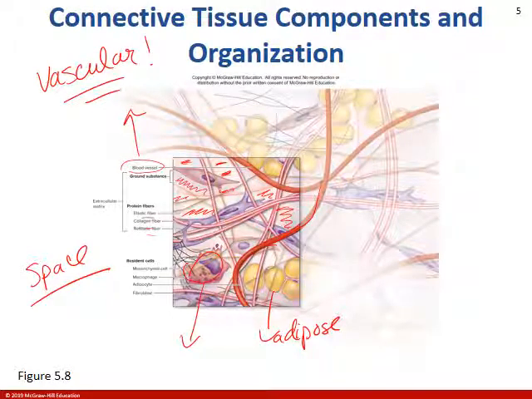So all connective tissue, with the exception of cartilage, is vascular. And that's an important note to make when we get to cartilage. We'll talk about it. So you cannot just say all connective tissue is vascular. You have to say connective tissue is vascular except for cartilage, which is avascular.